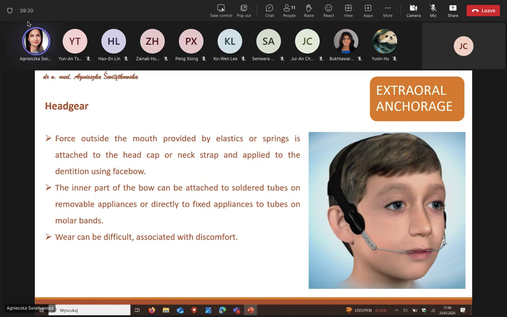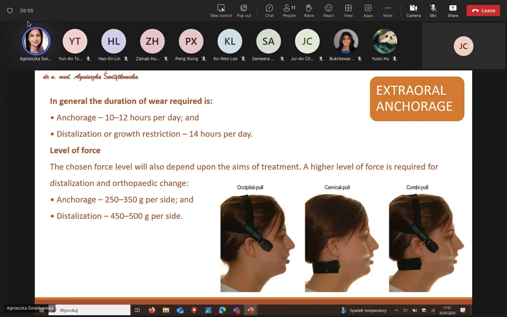This kind of place is associated with huge discomfort. That's why nowadays it's not a good anchorage. Many years ago, when we didn't know implants, we didn't use implants. This is a method to reinforce anchorage, to have better anchorage. We add this kind of appliance to the TPA. But nowadays, it's not a good idea to plan headgear as anchorage in the patient's treatment.